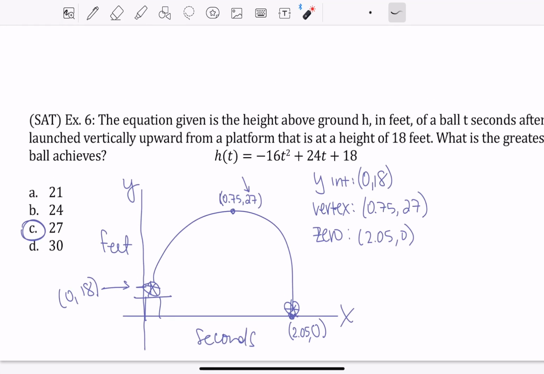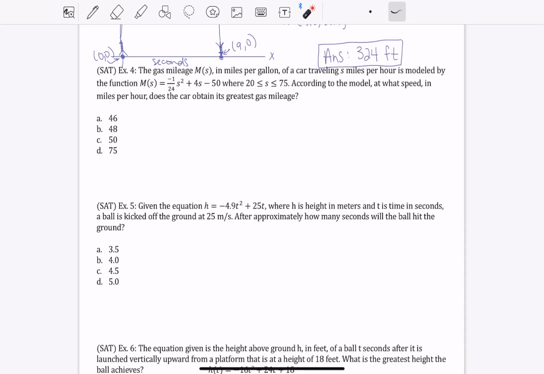This question I did take directly off some SAT practice. We do take our SAT soon, so I hope this will be helpful. Looking here at number 4 and number 5, number 4 is asking, according to the model, at what speed in miles per hour does the car obtain its greatest mileage? And then number 5 says, given the equation, height is in meters and t is in seconds, a ball kicked off the ground.